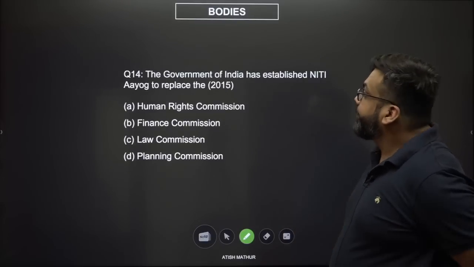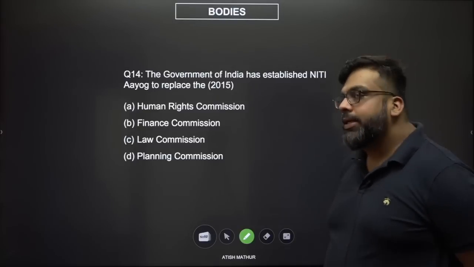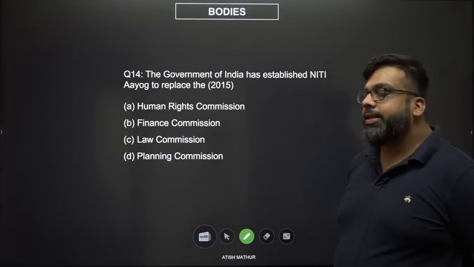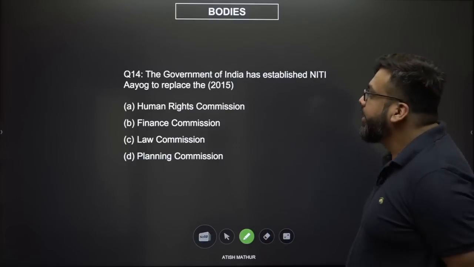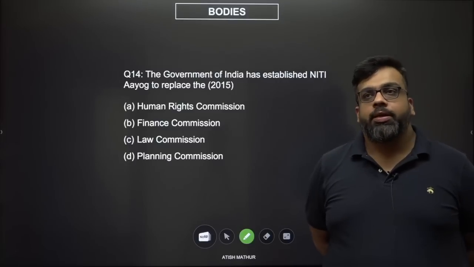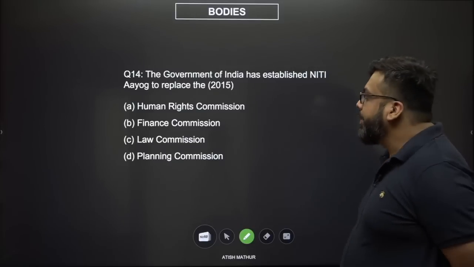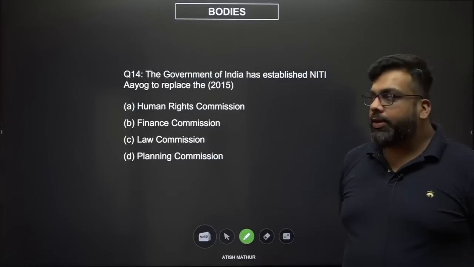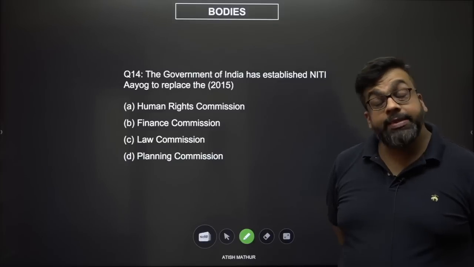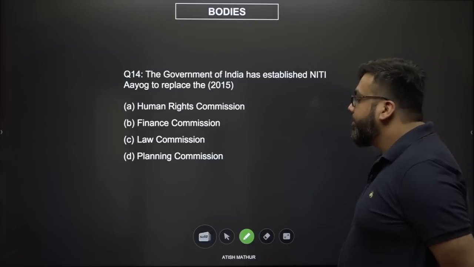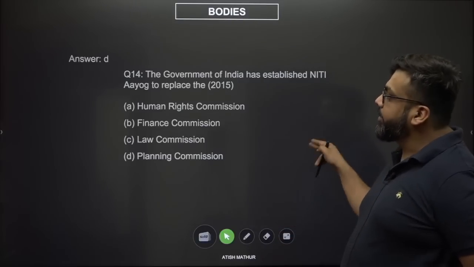Question number 14. The government of India has established the Niti Aayog to replace the what? The question doesn't even need the attention that it so deserves. The answer is of course D, Planning Commission, because you're moving from an executive setup of planning to an advisory setup, and the primary difference is the Niti Aayog does not get the same kind of advisory financial planning services that the Planning Commission used to enjoy in its erstwhile reign. So the answer is D.